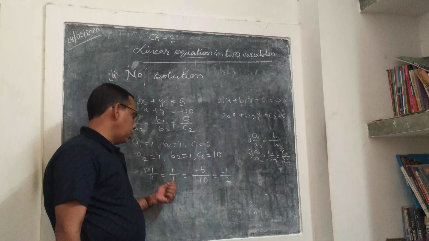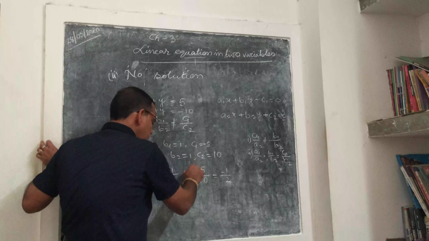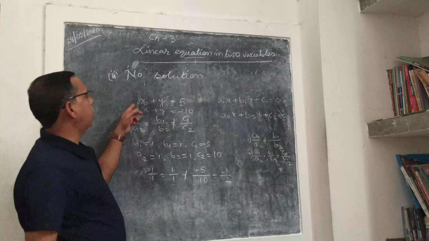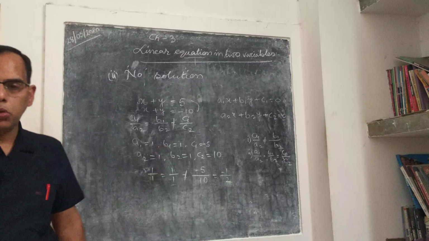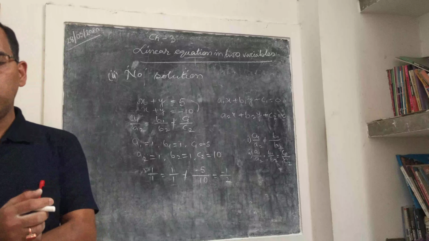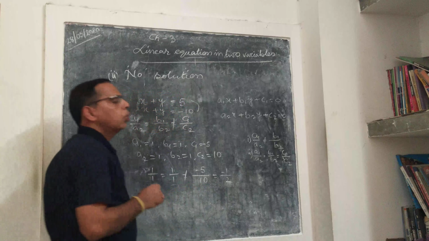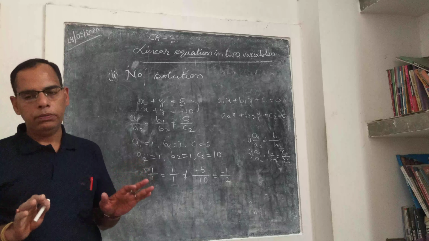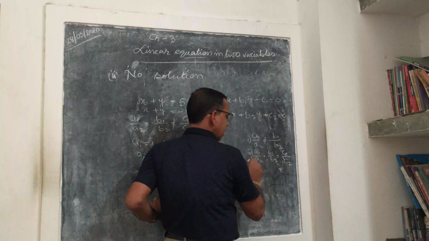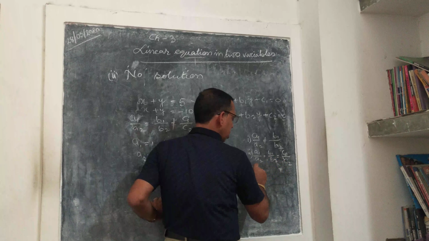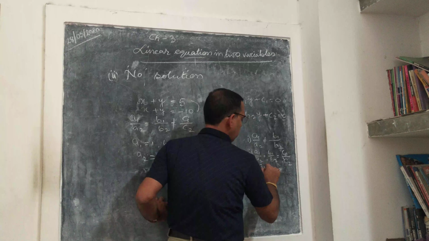A1 by A2 equal to B1 by B2, both are positive, this is negative. So obviously it is not equal. So the given set of equations has no solution. That means we cannot solve at all. So first one is unique, second one is infinite solution, third one is no solution.